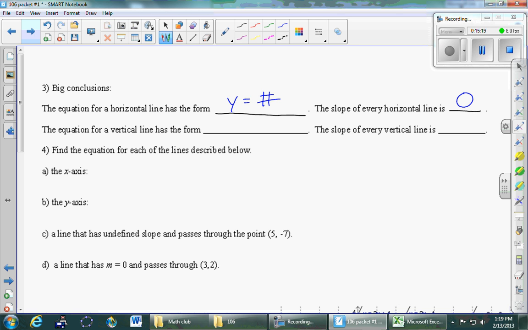All right, so I guess that makes the second set of questions easier. Every vertical line has the form x equals some number. And the slope of every vertical line, undefined.